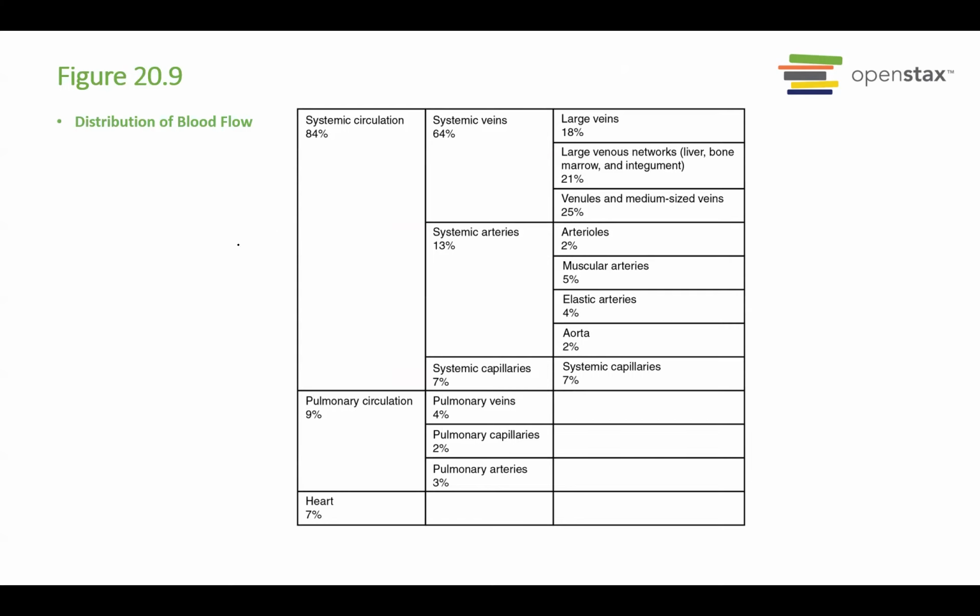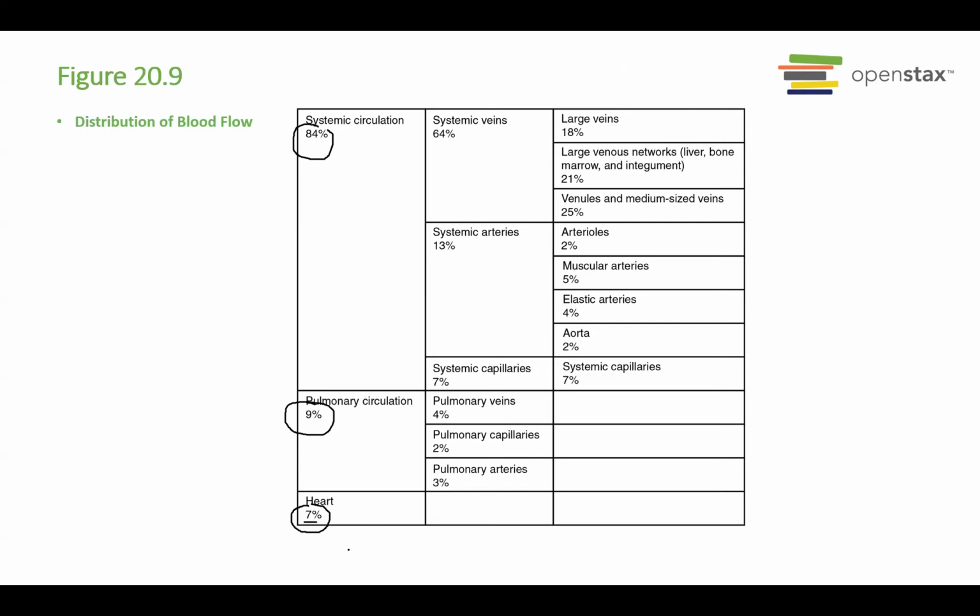Now, distribution of blood. Where is the blood mostly located? So 84% of blood is in the systemic circulation. Okay. And 9% is in the pulmonary circulation. 7% is in the heart circulation. You see, the heart is a very small organ compared to our body, but it has about 7% of blood circulating in the heart itself, which is in the heart muscle. Remember the heart muscle, the cardiac muscle.